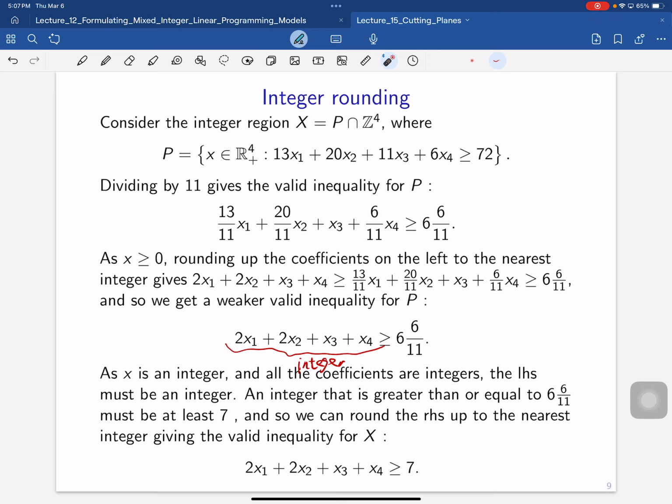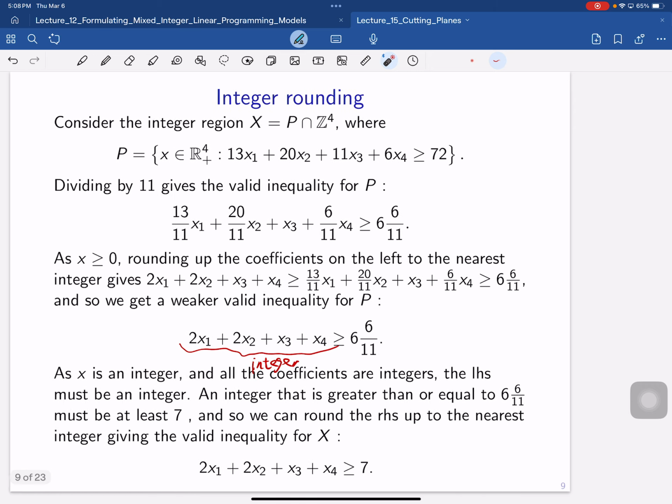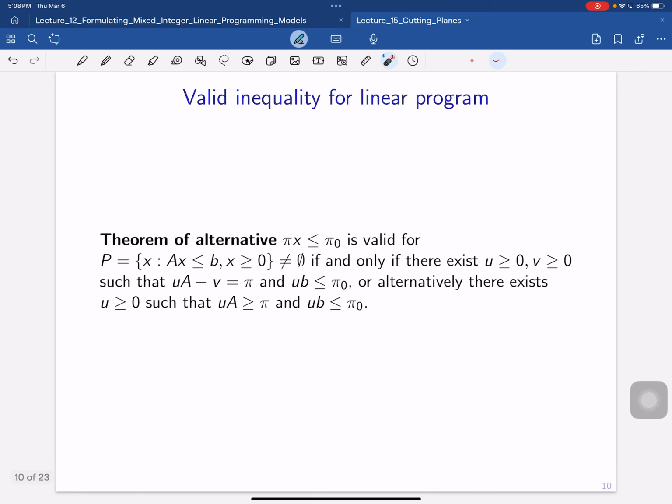Okay, but then in general, how do we generalize this example? The idea is let's derive some arbitrary valid inequality. This is a valid inequality for the linear programs, you multiply a linear constraint. So in general, you can derive any valid inequalities for the linear programs and then do this round up left-hand side, round up right-hand side. Any valid inequality, you can do that. So let's take a quick review on what is a valid inequality for a linear program. This is something called the theorem of alternative we discussed in the linear programming session.